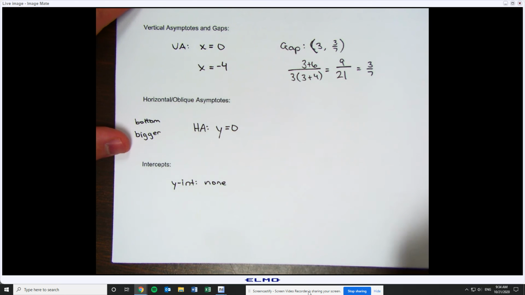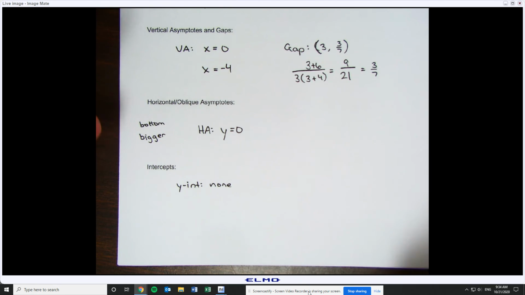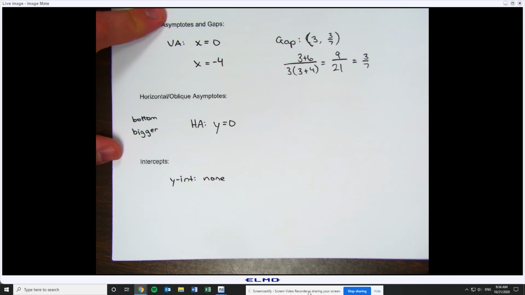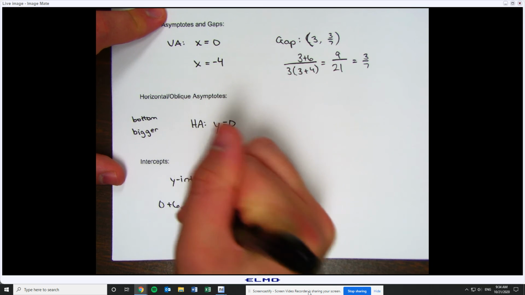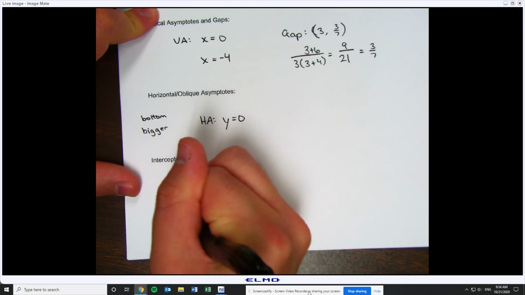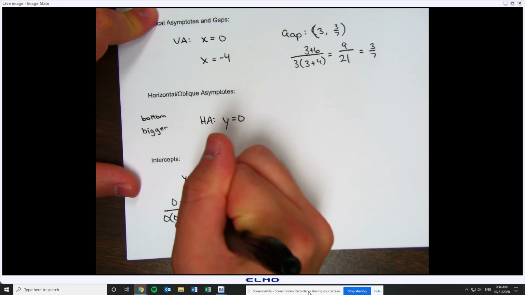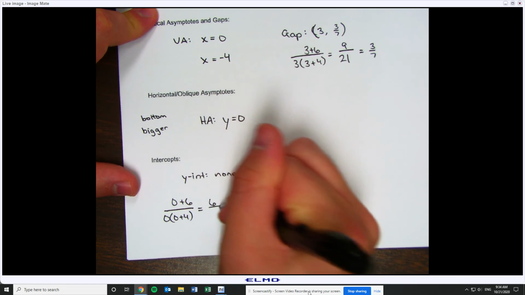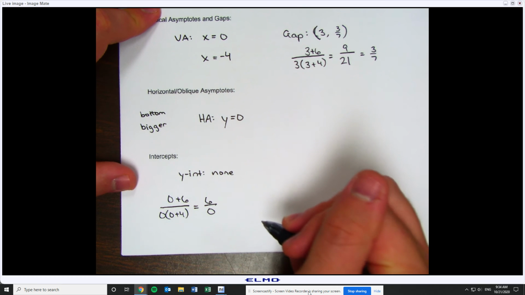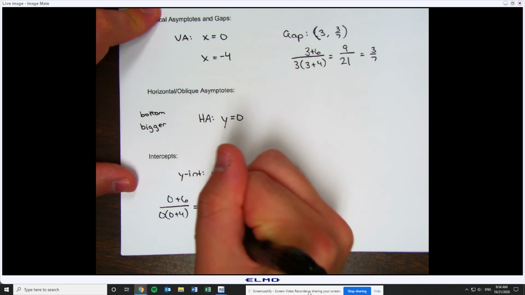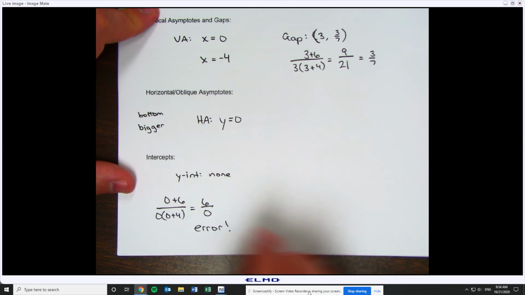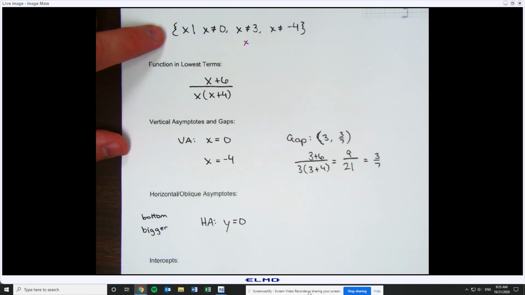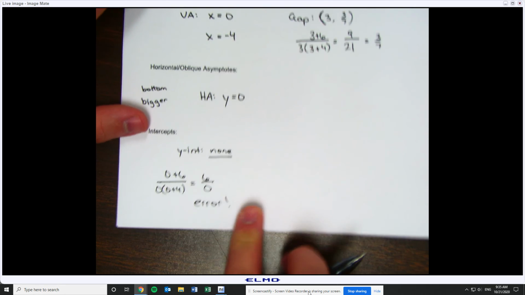But just in case you think you might forget that, which is a very easy thing to overlook with everything we're doing, I want to show you how you can help yourself out. Go ahead and do it. 0 plus 6 divided by 0 times 0 plus 4. That's going to give me 6 over 0 times anything is going to be 0. That is an error. We cannot have that. So there's none. So just in case you don't remember to look up here and see that you can't equal 0, it helped you out.